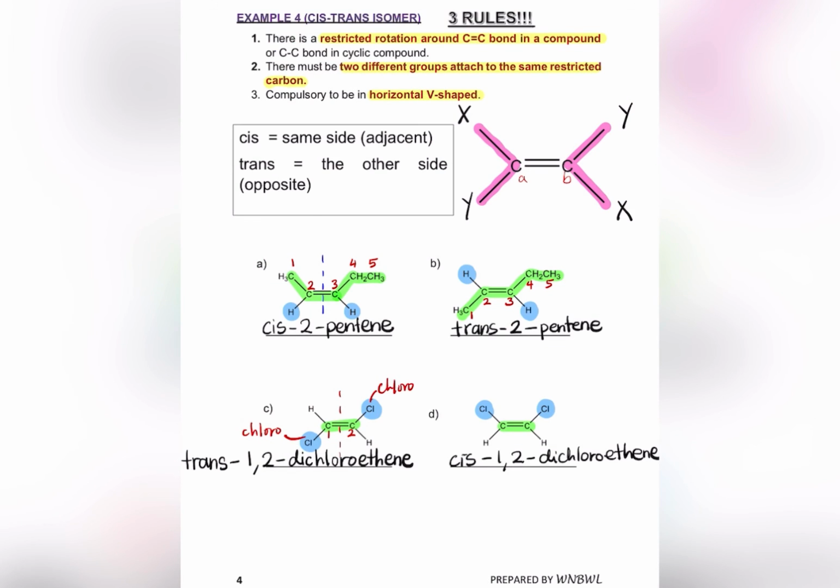I hope you can check first whether your structure has an alkene in a horizontal V shape, then make sure you put cis-trans, but you have to be careful. There must be 2 different groups at the restricted carbon. If here is X, for example, you cannot give them as cis or trans because the carbon that has the double bond, carbon A, has 2 of the same group. So no, you cannot do that.